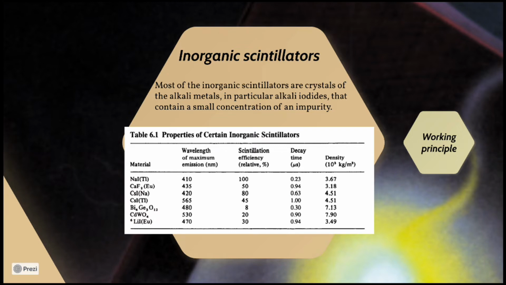The table below shows the types of material crystal lattice that are used in inorganic scintillation dosimetry. If you observe the table, for every material, what is in the bracket is the impurity, such as thallium, europium, and sodium. There are also several types of inorganic scintillator that do not require impurities, such as bismuth germanium oxide and cadmium tungstate.